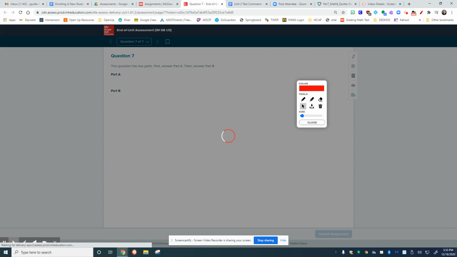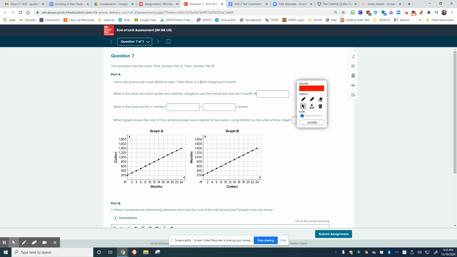Last question is another one of comparison. Only this time talks about Han. He's buying a new cell phone. It has 2 parts, part A and part B. In part A, Han is buying a phone. His plan costs him $200 to start out. Really important right there. You know that he's going to pay that value, and then it costs him $50 each month. We know that's his rate that we're looking at.